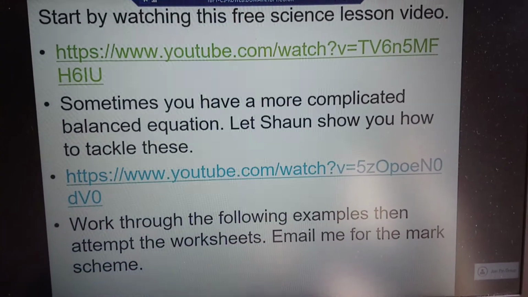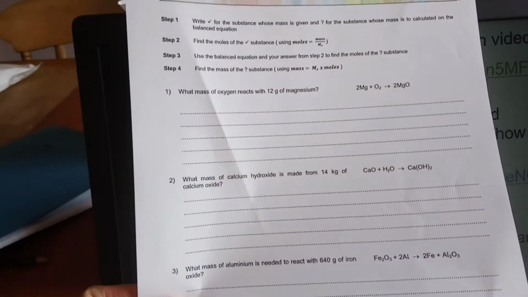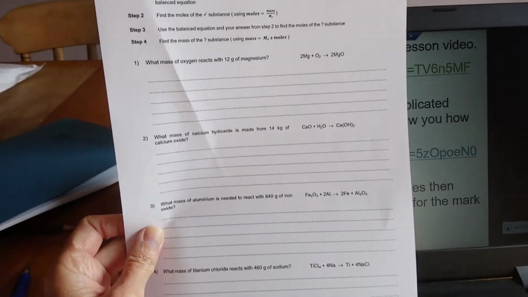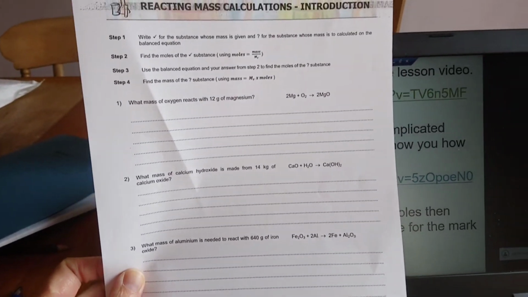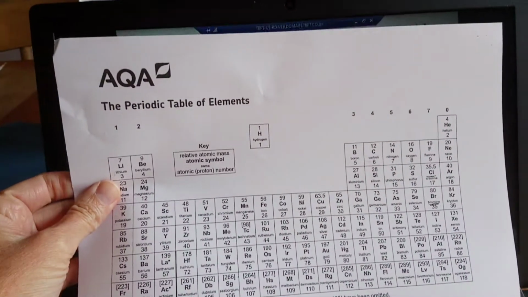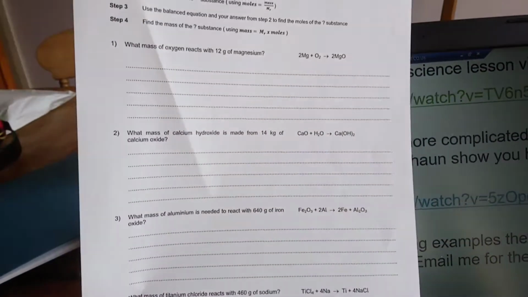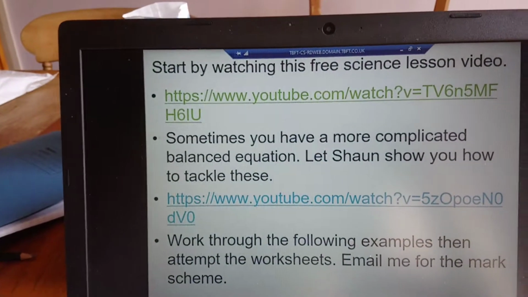Alright, then there is a reacting mass calculation introduction sheet for you to print off, or you can try and edit it online, but probably printing off and actually using a pen is going to be easier. And you will also need your periodic table. So the first four of the questions here on the introduction page are covered in this PowerPoint.